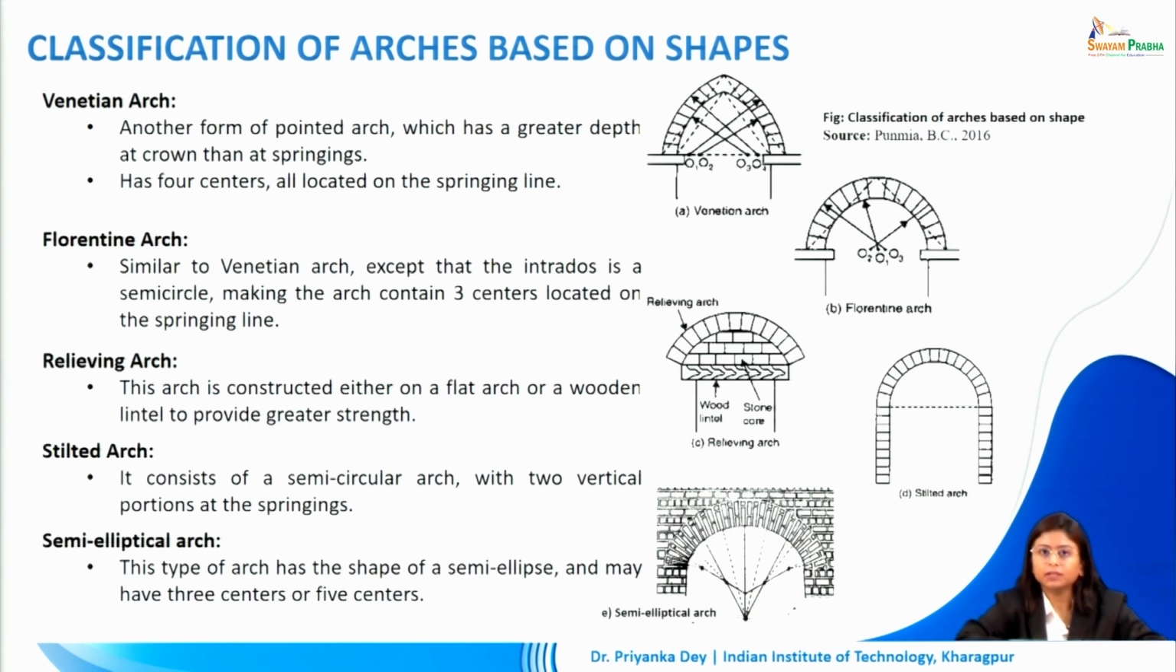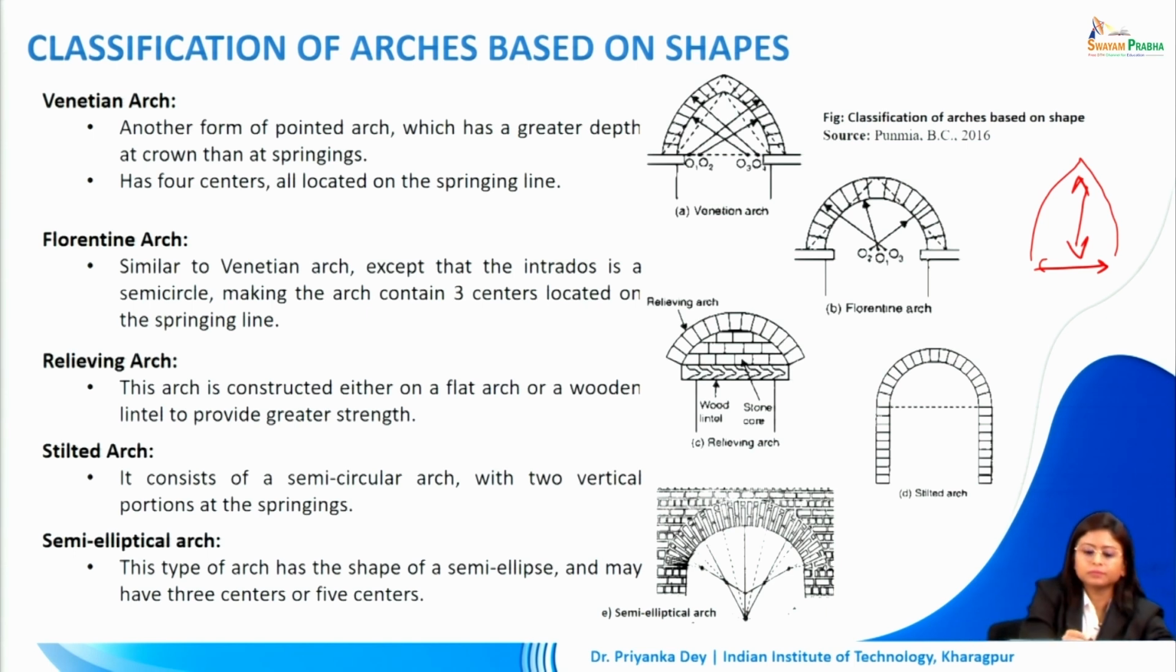The Venetian arch is another form of pointed arch which has a greater depth at the crown than at the springings. So we are making it a bit less here and we are giving a greater depth at the crown. This type of Venetian arch has 4 centers.